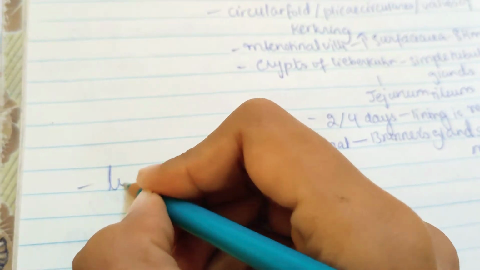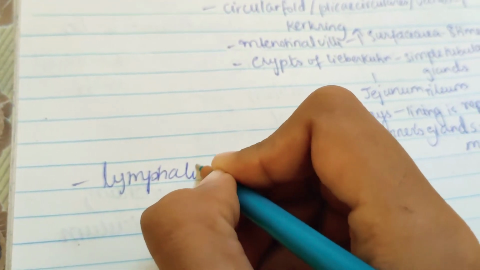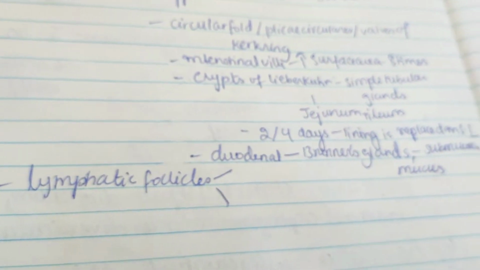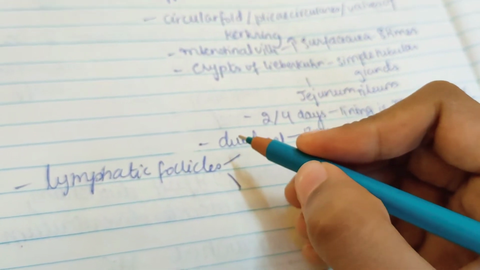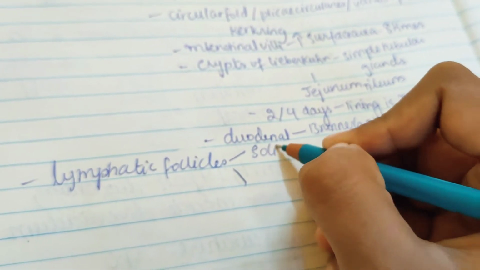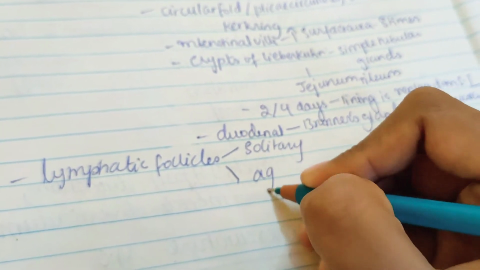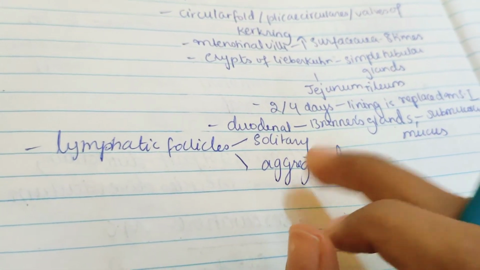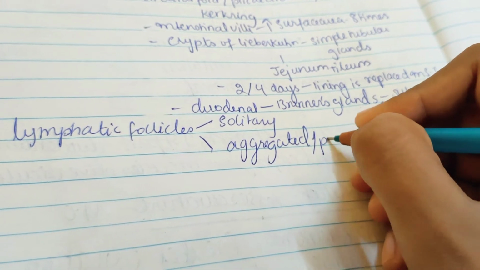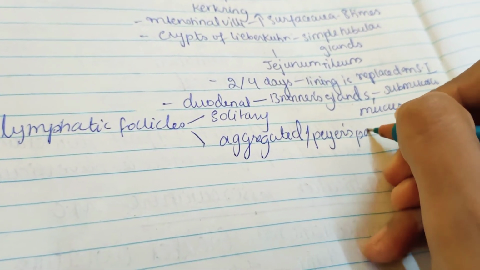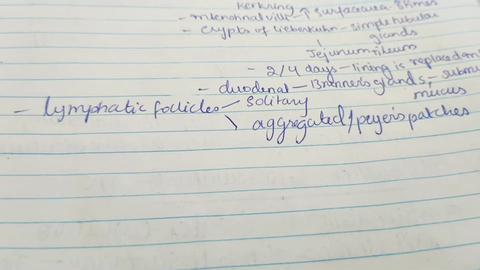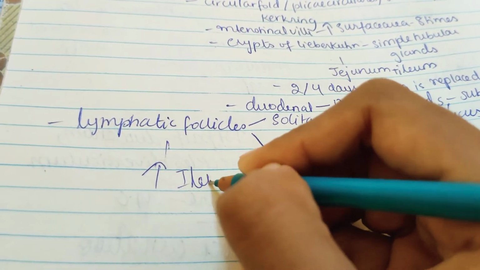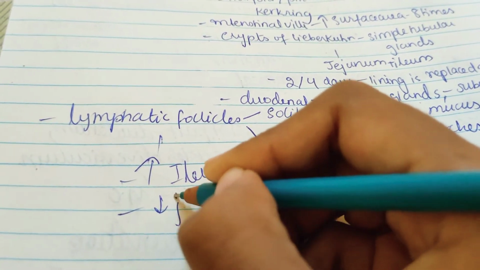Next, coming to lymphatic follicles. Lymphatic follicles are divided into two types: one is called solitary, the other is called aggregated. This aggregated type of lymphatic follicles are also called Peyer's patches. These lymphatic follicles are more numerous and also large in the ileum, but they are small and fewer in the jejunum.